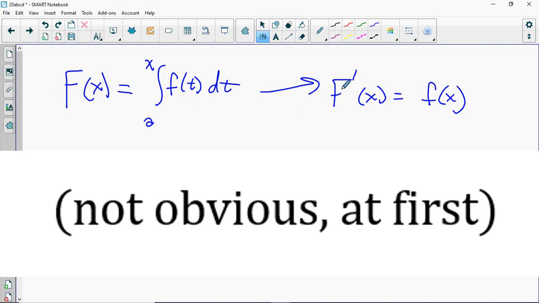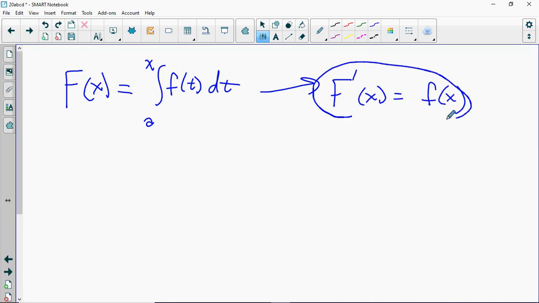Therefore, capital F prime of x is equal to little f of x. So this is really the notation that we established earlier. Where is all of this coming from? All right, so let's do a really easy example together.